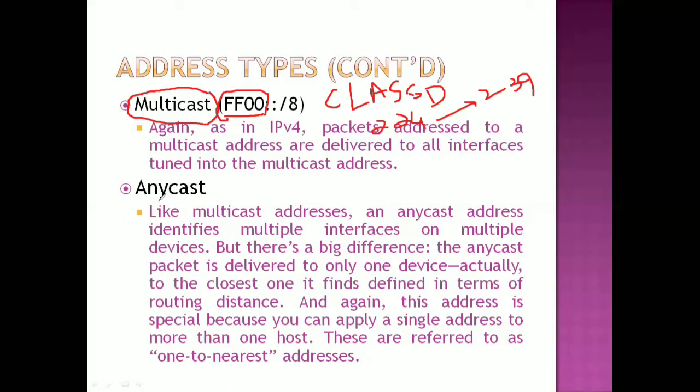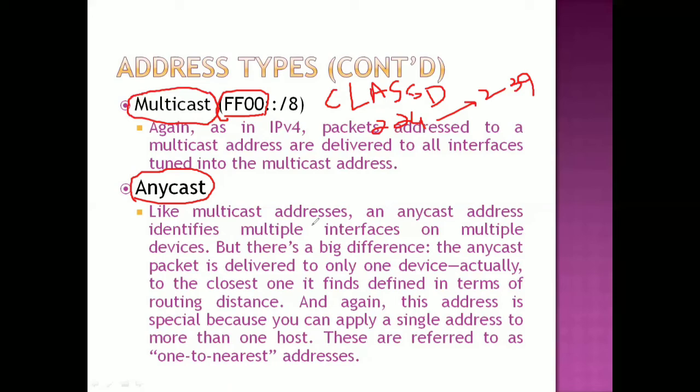The other type of IPv6 address is the anycast address. I told you anycasting is basically when you want to deliver your message to a particular host, but there are different nodes available, or devices available, or multiple interfaces available.